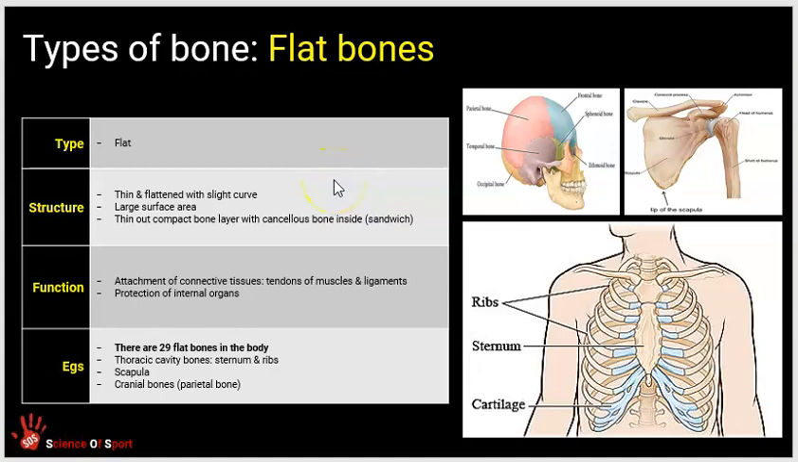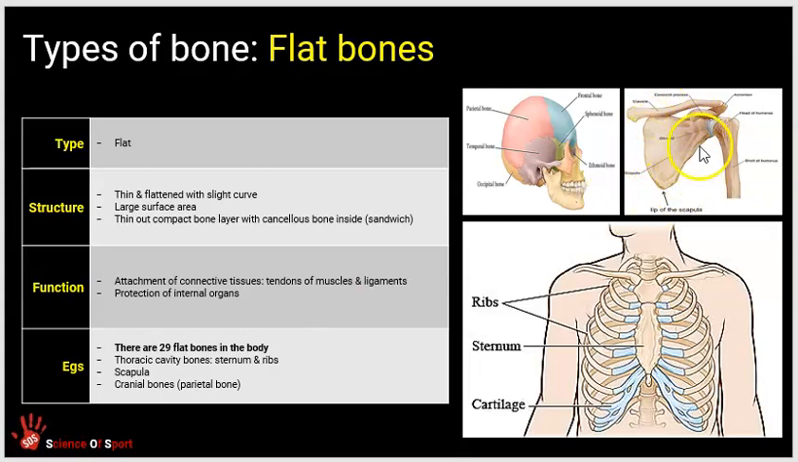So they are not thick, they're relatively thin. A sort of sandwich of spongy bone tissue: 2 outer layers and an inner layer of spongy bone tissue. Now this surface area is really important because one of the functions of flat bones is to provide a space or a surface for attachment of connective tissues. And by connective tissues, we mean things like tendons of muscles and ligaments.